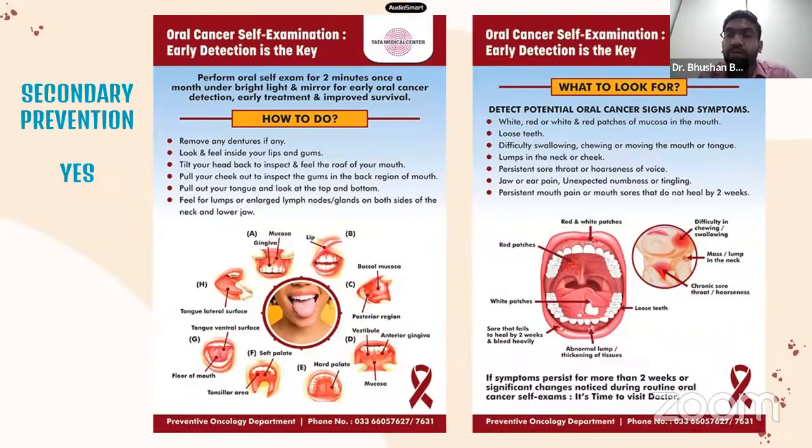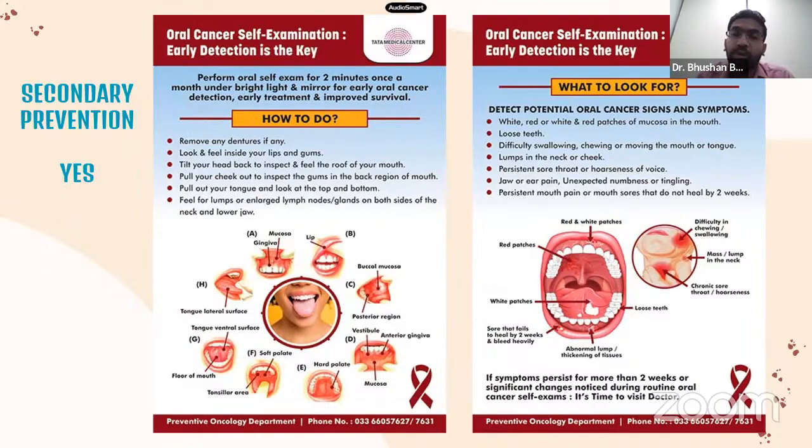So please get yourself checked. If you have loose teeth which are not related to any trauma, like nothing hit you and still you have loose teeth, in a young age, in a tobacco chewer, get it checked. If you have difficulty in swallowing, chewing or moving the mouth or tongue, this feature suggests that there is something obstructing the normal function of your mouth, which could easily be cancer.